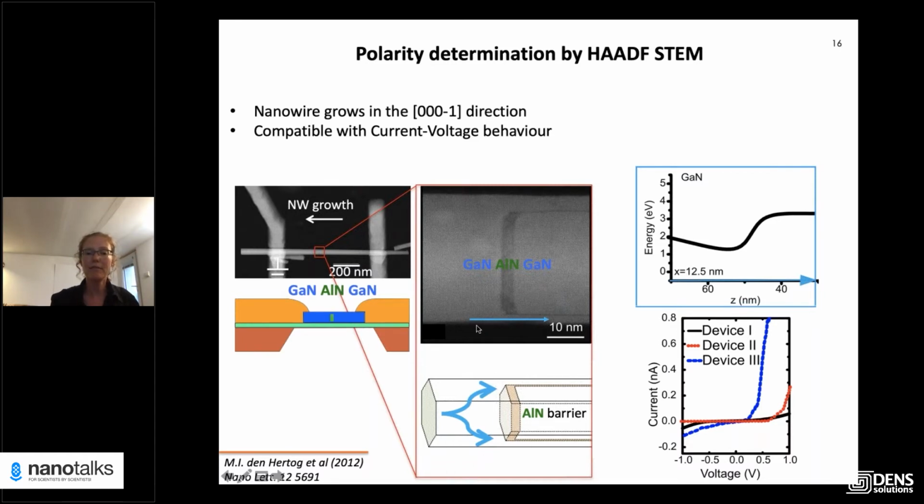shell. If we do a simulation of the conduction band profile in the shell, due to the combined effects of strain and polarization fields, this looks very much like a p-n junction. And this p-n junction-like conduction band explains that if we do a current voltage measurement of this nanowire, we get this diode-like behavior with a higher forward current for a positive forward bias. So it was coherent, the polarity and the electrical properties. This was published in these Nano Letters papers.